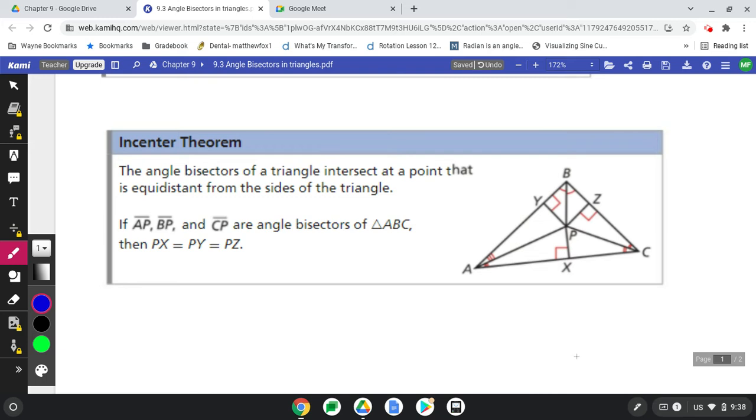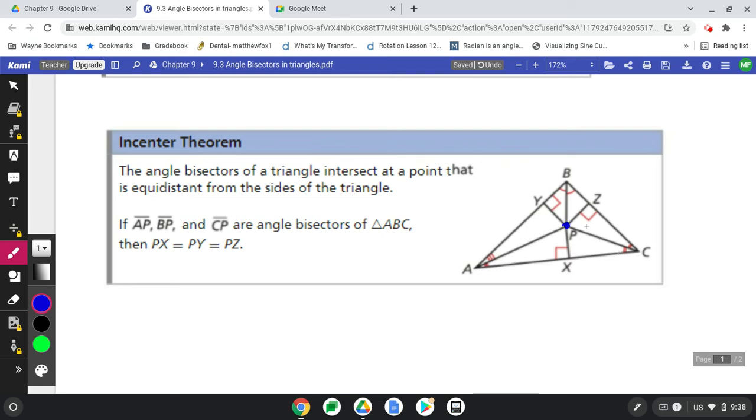So if we look here, AP, BP, and CP, each of those goes to point P. P is our incenter, okay, right here. And you can tell that over here, these two angles are the same, these two angles are the same, these two angles are the same.